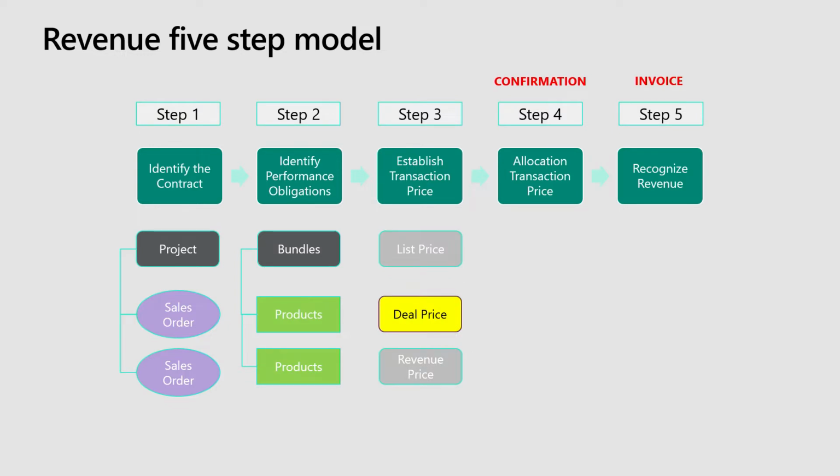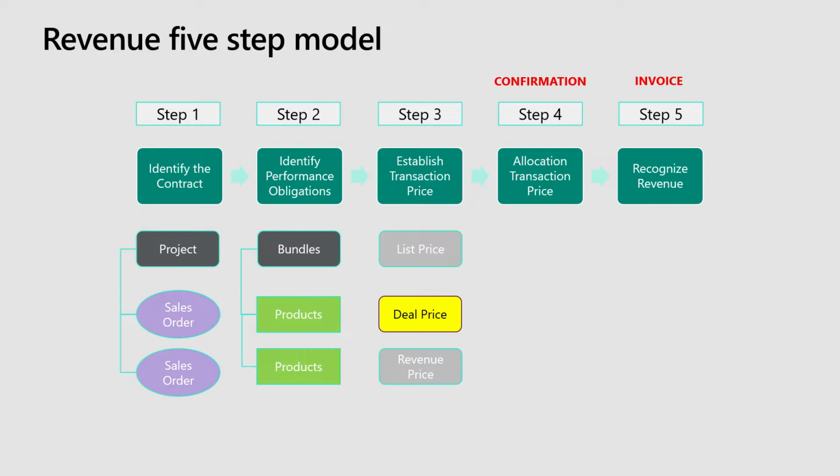Okay, the next part is establishing the transaction price. So I talked a little bit about this already. Revenue recognition, part of the key functionality is determining the price that we recognize for revenue. And that can be different than the list price or the deal price. So the list price could be $1,000. The deal price, though, maybe I give a discount of 10%, so my deal price could be $900. Both of those could be completely different than my actual revenue price. And the revenue price is typically your fair market value that you've defined, and that's what you would recognize from a revenue perspective.